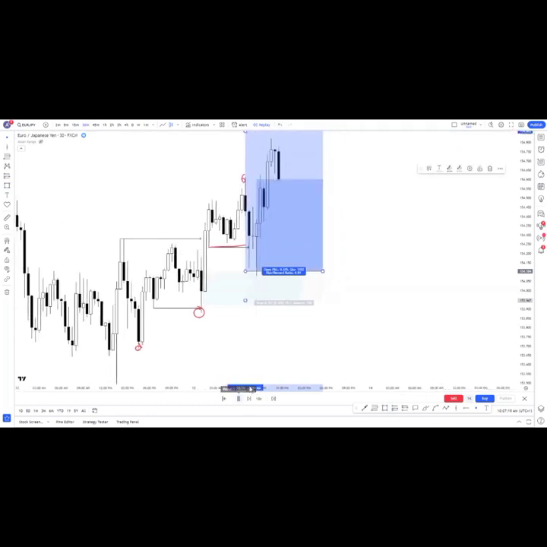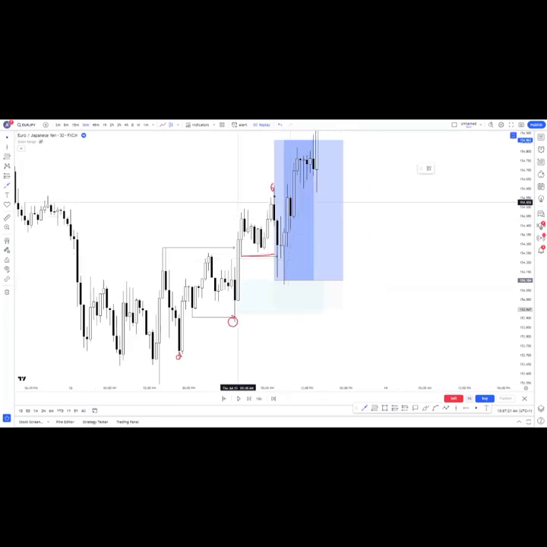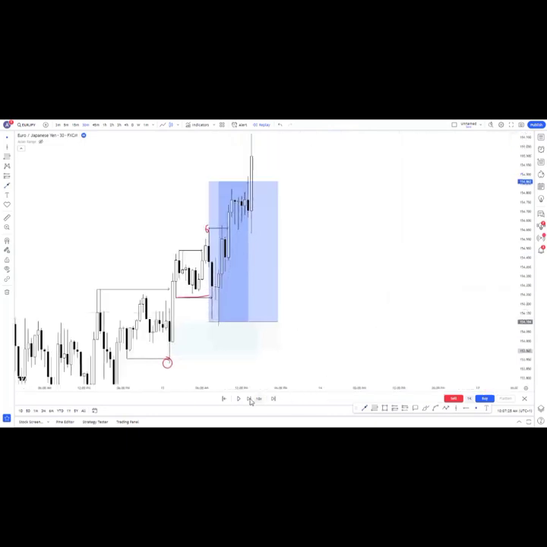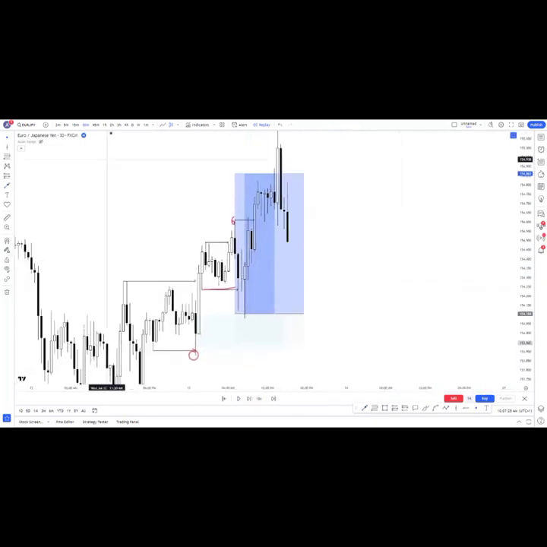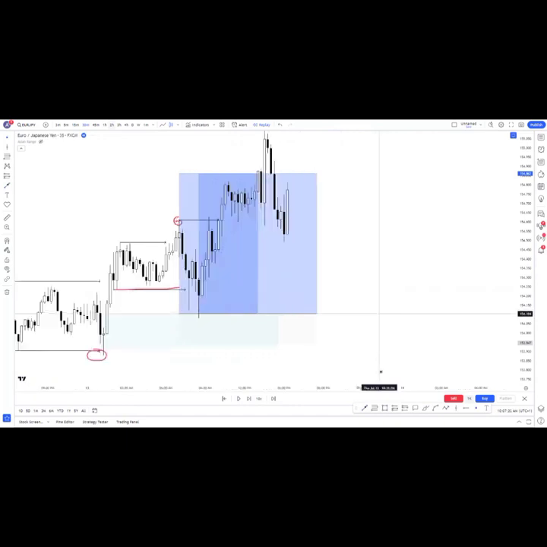So allow price to mitigate it. The next thing you wait for is another break of structure, right? You can see our price broke this structure and price broke this structure again. After that, what do you want to do? Mark the same thing: a high, a low, internal range liquidity. Then you want to continue the buy to the upside.